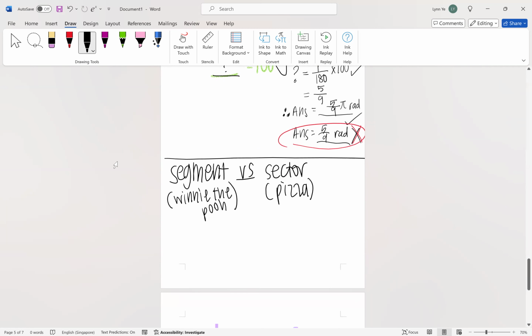Fat, right? Why? Because Winnie the Pooh has a very big what? Stomach. Winnie the Pooh is yellow in color. What color is Winnie the Pooh's pants? Red. Okay.